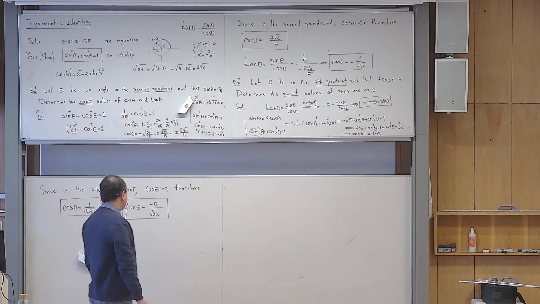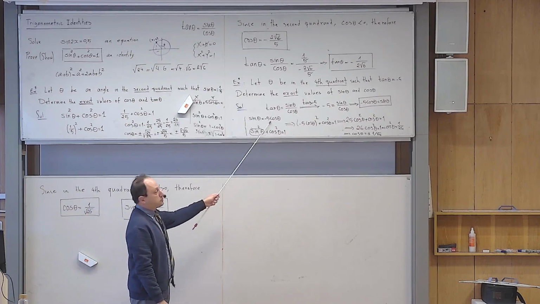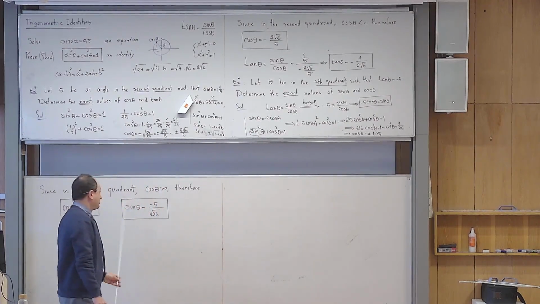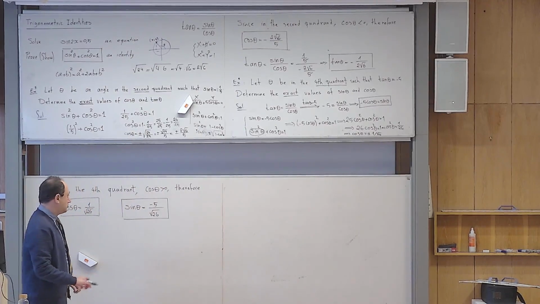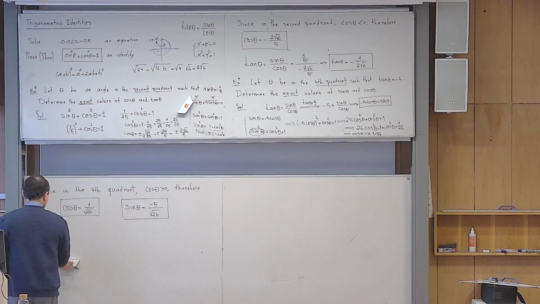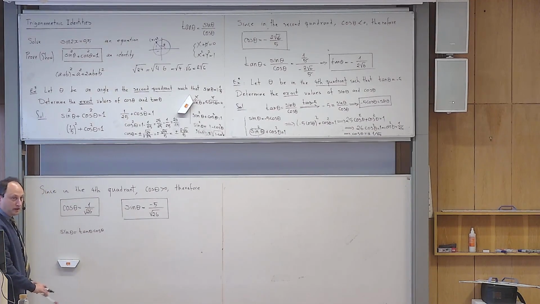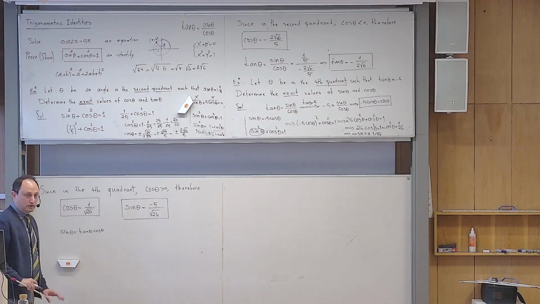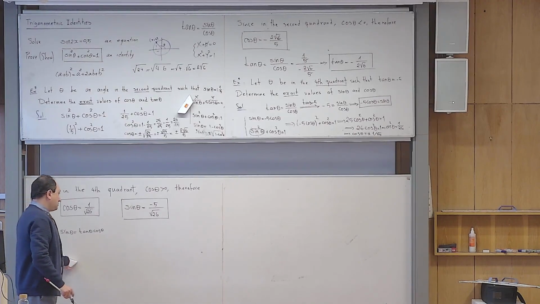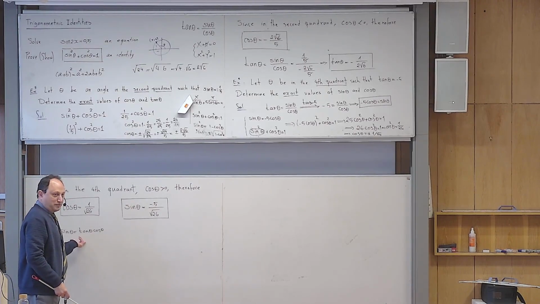My goal is to find sine. Sine is minus 5 times cosine. Cosine is this number, so I just multiply it by minus 5. Yes, you can solve it like this. You can say that sine theta is tangent theta times cosine theta. That's the same thing. Tangent is minus 5, and then you multiply it by cosine, you get the same thing.